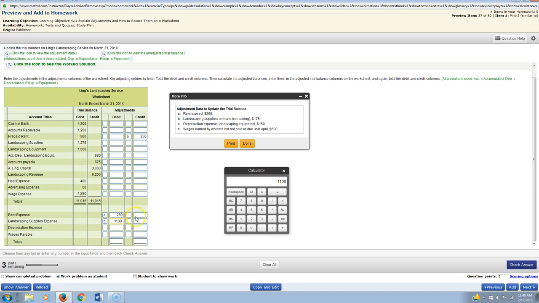And then on the credit side, we've got to credit supplies. That would be a reduction of $1,100, so you can probably foresee that of the $1,275, once I back out that $1,100, the remaining supplies will be reported at $175 as adjusted.